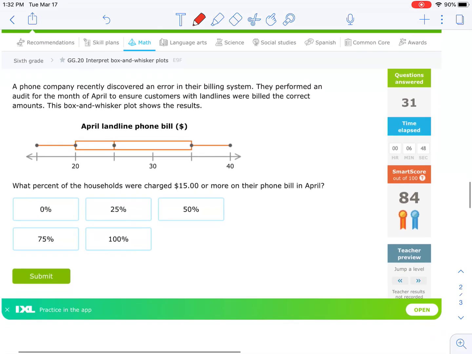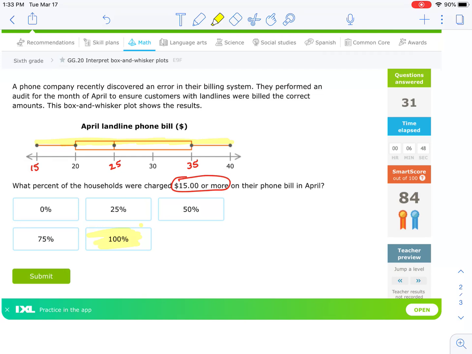And then the last example is with these percentages. You've got to be really careful and read the questions, because I'll be honest, Miss Pendleton went through them really fast a while ago, didn't read the question, and got the wrong answer. So, what percent of the households were charged $15 or more on their phone bill? So $15. Again, look at my scale: 15, 20, 25, 30, 35, 40. So $15 or more is everything. So that's 100%.